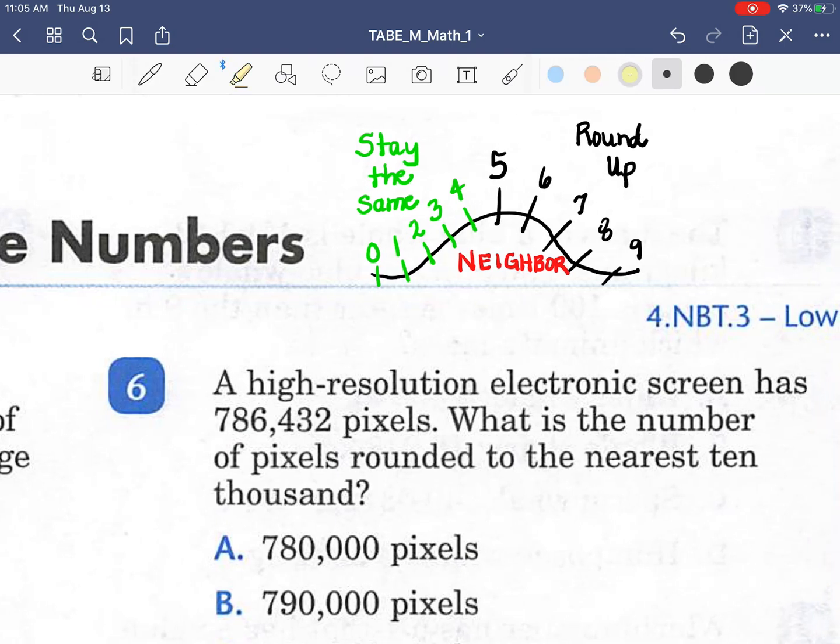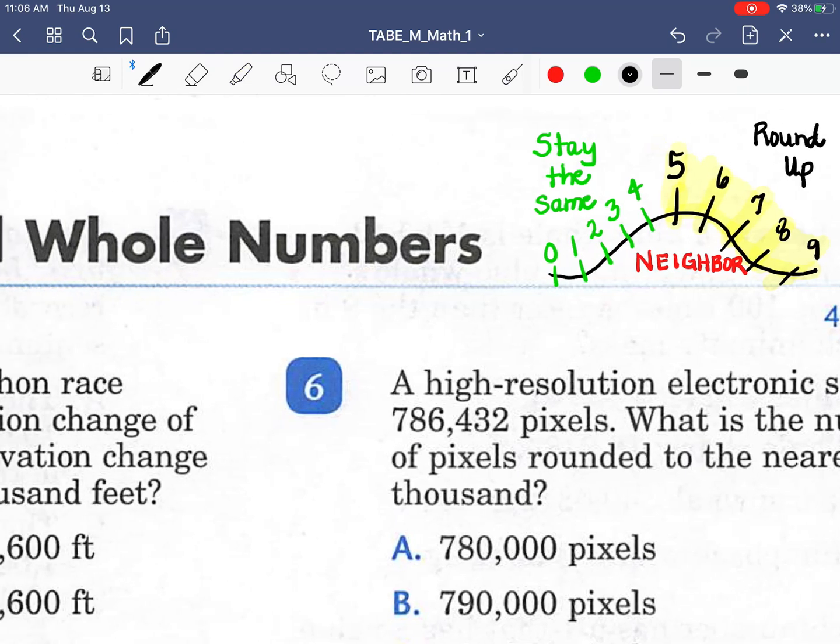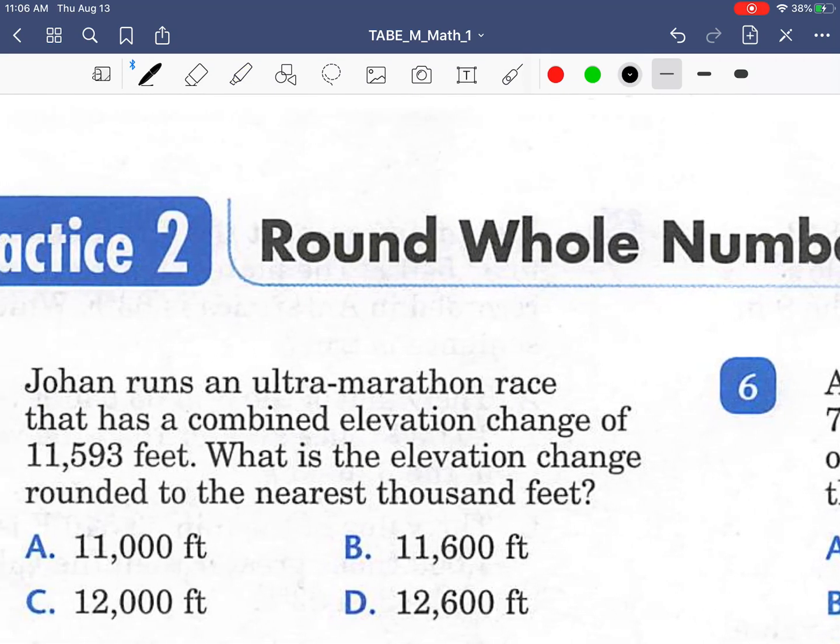I'm going to go ahead and highlight the round up side, and I won't highlight the stay the same. So this is the round up portion. If the neighbor is a 5, 6, 7, 8, or 9, we are going to round up, is what that's saying. So let's look at number 1 and then we'll come back to the rule.